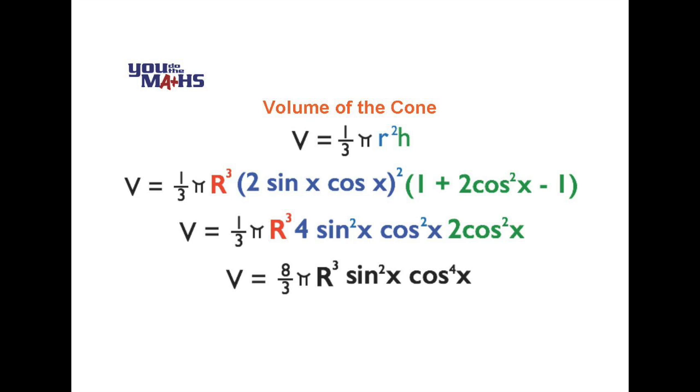That's on the numerator of the fraction. We've got cosine squared multiplied by cosine squared, and that gives cosine to the power 4. So that expression in black, as you can see here, is the expression that we're asked to solve. So we've determined that the volume of the cone, based on a sphere of radius r, with the cone having a semi-vertical angle x, is 8/3 pi r cubed, r being the radius of the sphere, sine squared x multiplied by cosine to the power 4x.